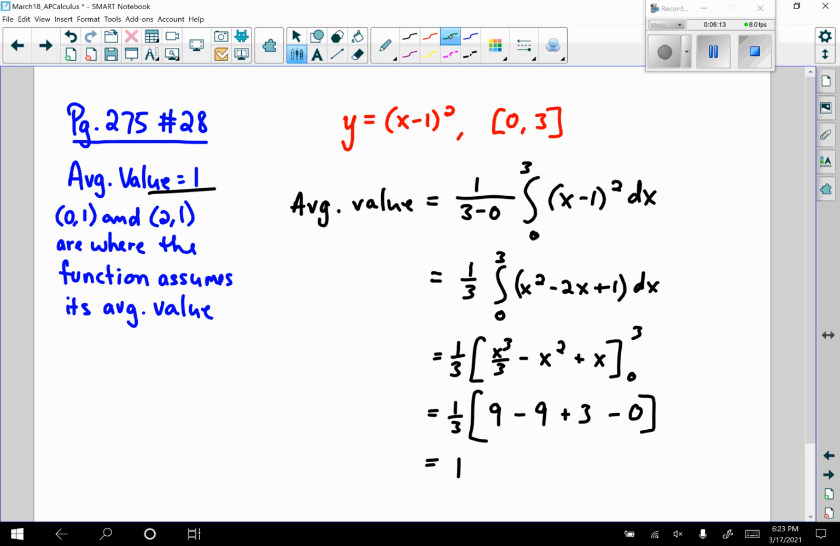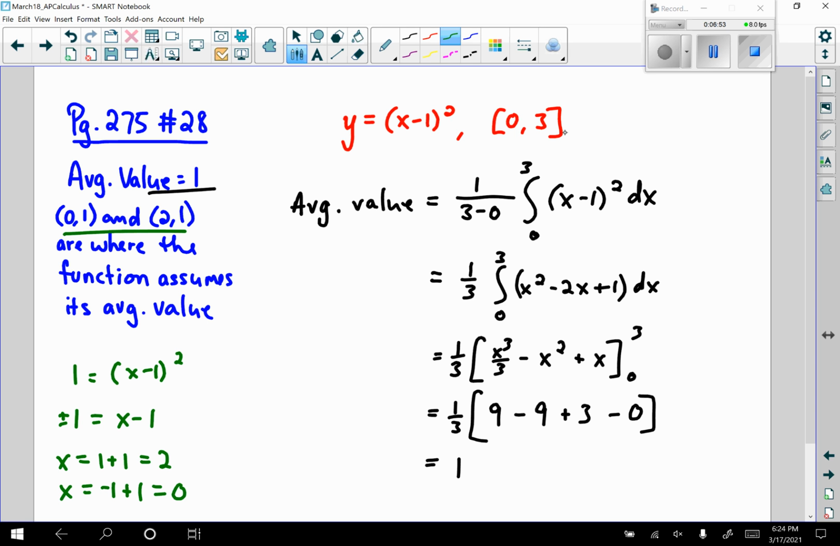Where does this occur? Well, we'll just set this expression, x minus 1, that quantity squared, equal to 1. Take the square root of both sides, we'll get plus or minus 1 equals x minus 1. So x is going to equal, if we went with a positive 1 plus 1, because we're adding 1 to each side, we'll get a 2. Or x is equal to a negative 1 plus 1, which is 0. So again, you could write the ordered pairs, or you could just say the average value is 1, and that occurs when x is 2 and 0. And both of them are on this interval, so we're good.